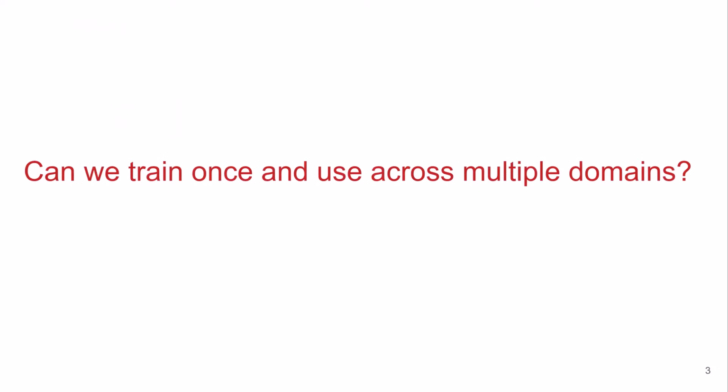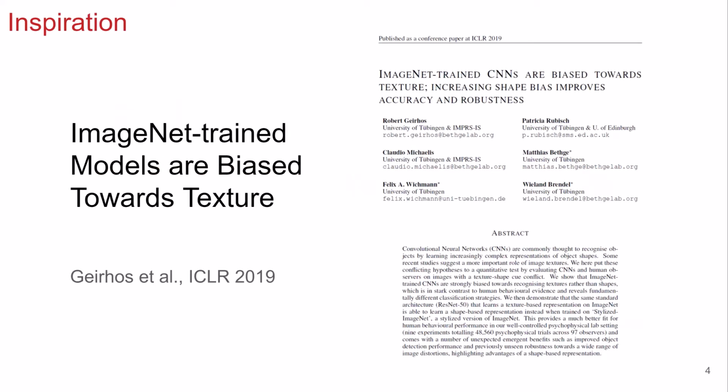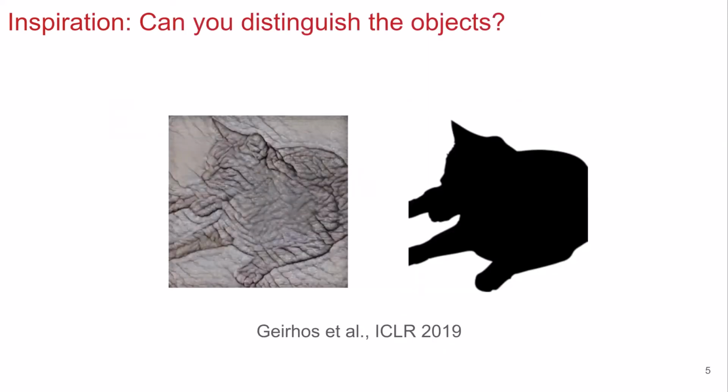Then, wouldn't it be nice to just train the model once and use it on images of multiple different domains? To investigate this, an idea from the paper, ImageNet Trained Models are Biased Towards Texture, was used as an inspiration for our research. This is part of an experiment that was carried out by the works of A.I.L.